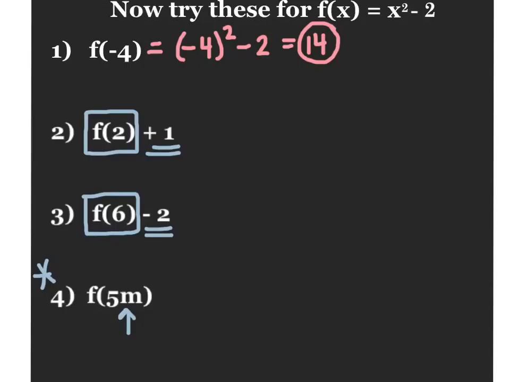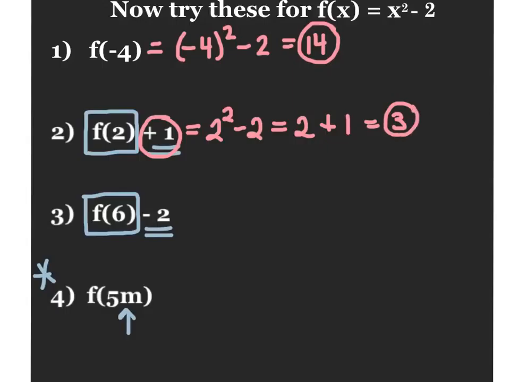For number 2, my directions were to find f of 2 first. So let's go ahead and do that. We have 2 to the second power minus 2, which equals 2. Now we have to add 1 to our answer, and so we get 3. The next problem, we're going to first find f of 6. So we have 6 squared minus 2, which is 36 minus 2, which is 34. Then subtract 2. And we get 32.